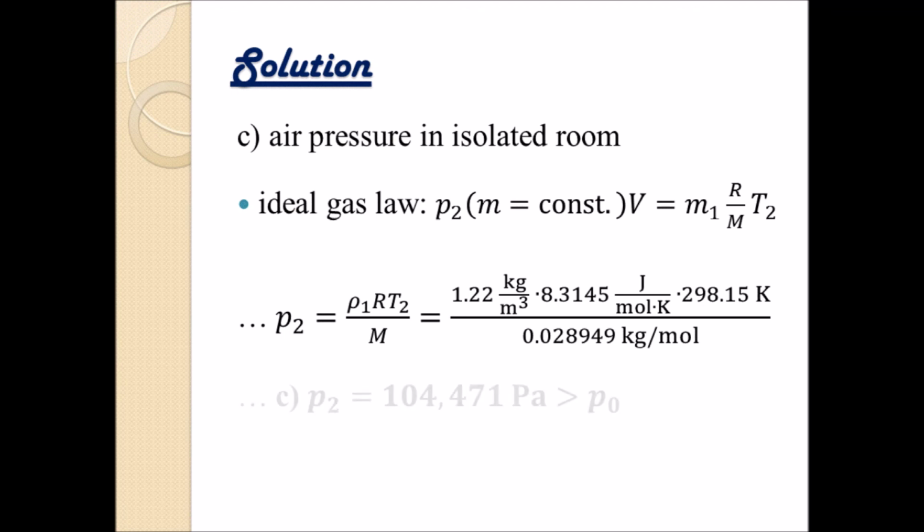And if we take all our values using the basic units, again, we can calculate P2 right away. And what we get is that P2 equals 104,471 Pascal. And yes, this is, of course, larger than P0. So it means that under a constant volume and in an isolated system, heating up the air means increasing the pressure.